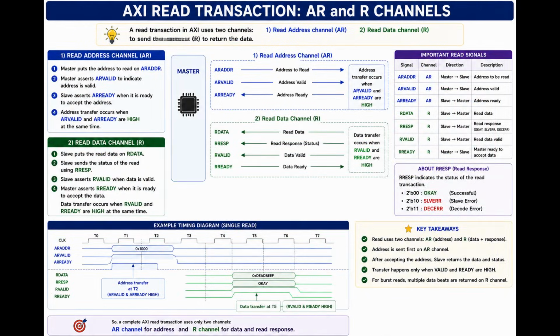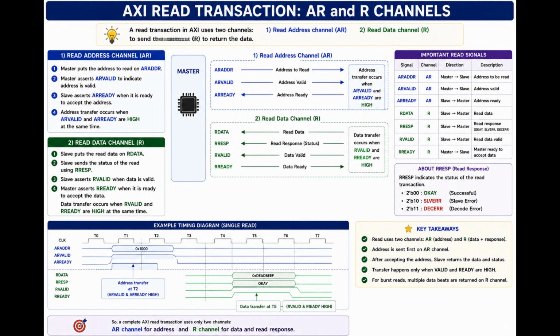Now let's look at a complete AXI read transaction. First, the master sends the address it wants to read using the ARADDR signal. Also, the master asserts ARVALID to indicate that the address is valid. When the slave is ready to accept the address, it asserts the ARREADY signal. After accepting the address, the slave sends the requested data using RDATA. The slave also sends the status of the read operation using RRESP.